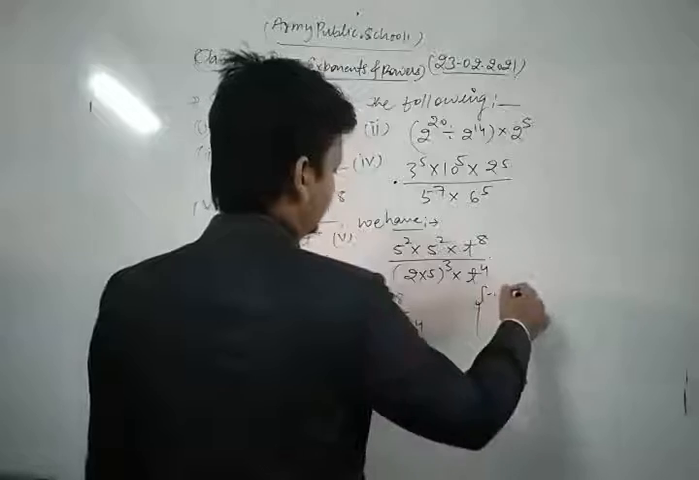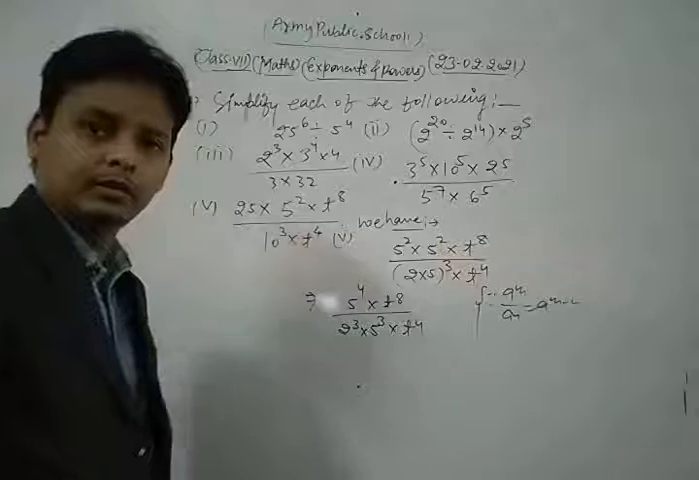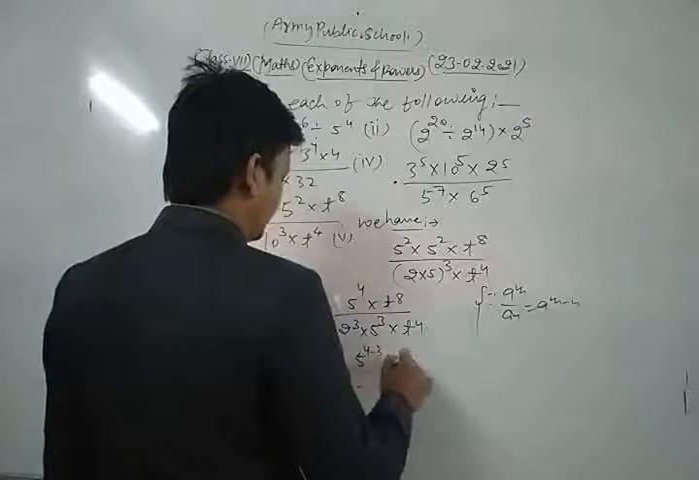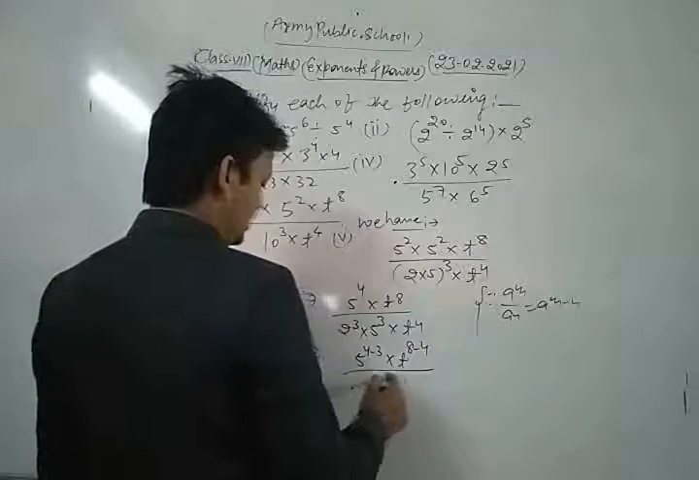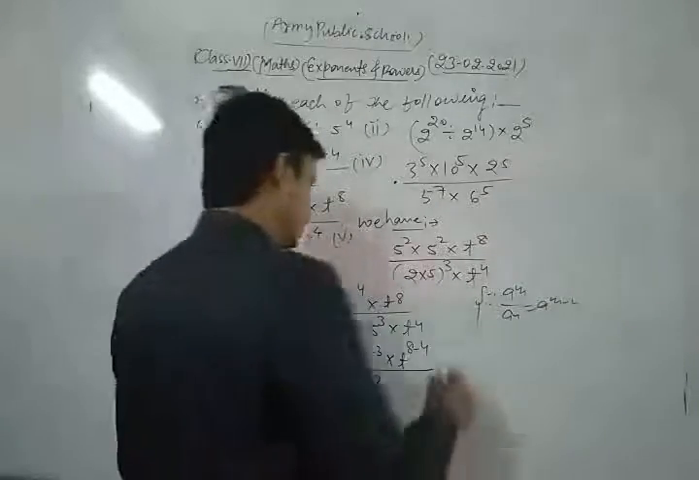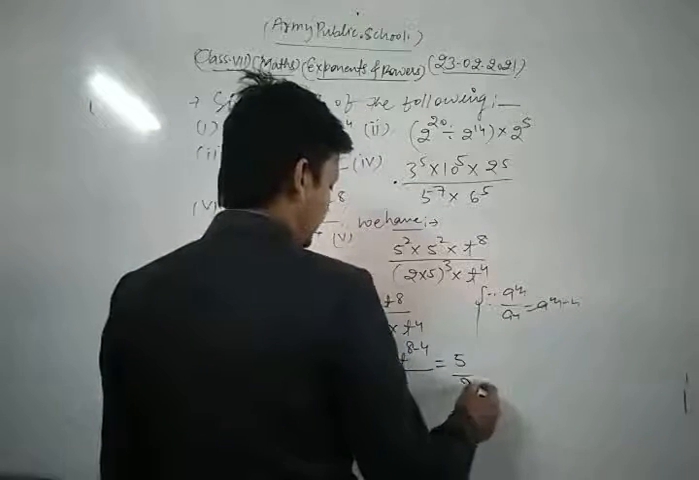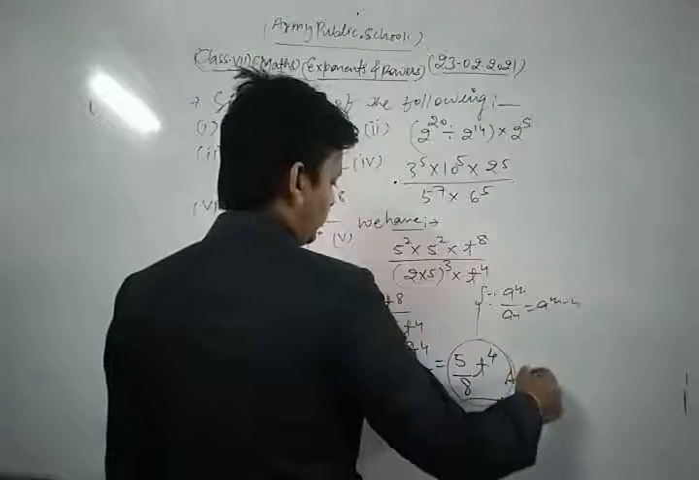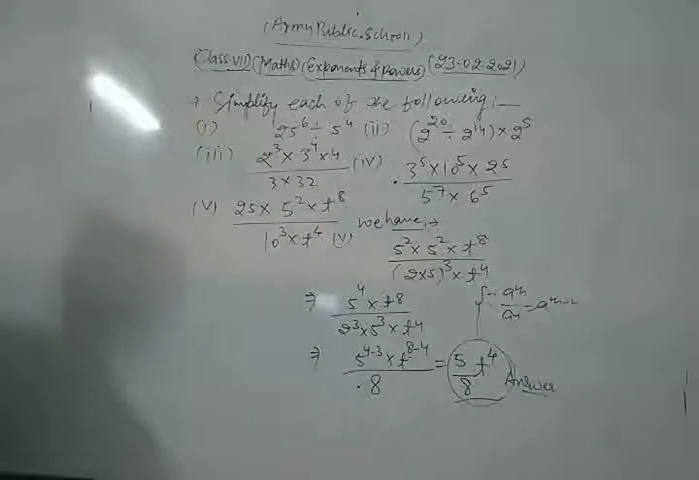So again here we apply the laws of exponent: a power m upon a power n is equal to a power m minus n. So we get 5 power 4 minus 3 into t power 8 minus 4 upon 2 power 3, right as it is. Now we get 5 power 1, which is 5, upon 8 t power 8 minus 4, that is 4. So 5 upon 8 t power 4 is the required solution of the given question.